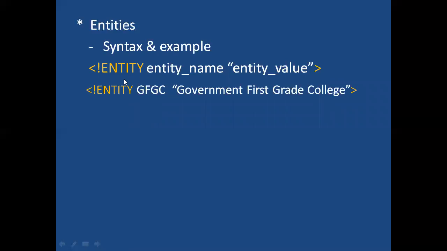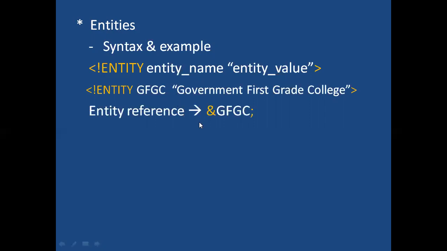This is the syntax of an entity. This is the syntax for declaring an entity within a DTD, where it starts with the delimiter ENTITY. Entity name is the name of the entity. Entity value is the value which the entity holds. This is an example for the same. Here, GFGC is the name of the entity, and Government First Grade College is the value which the entity holds.